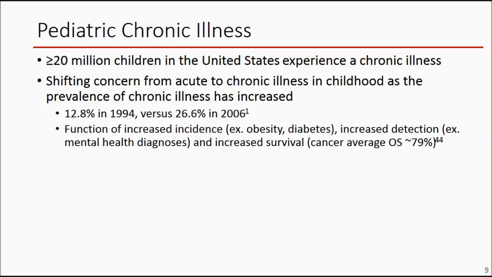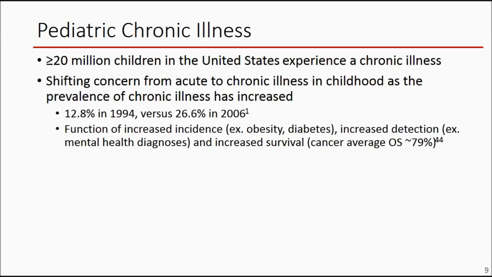So background, pediatric chronic illness. People tend to characterize children as a generally healthy population, which when you compare them to adults over the age of 65, that's true. But more than 20 million kids in the US do experience a chronic illness. Over the past couple of decades, there's been a shift in concern from acute to chronic illness in childhood as the prevalence of pediatric chronic illness has increased. One study that looked at a set of longitudinal cohorts found a 12.8% prevalence in 1994 compared to about 26, 27% in 2006, which is over a 2-fold increase.